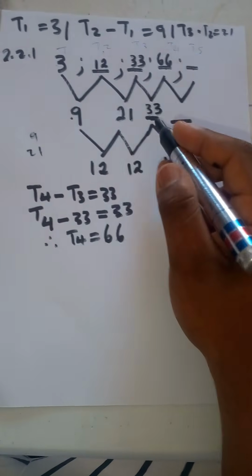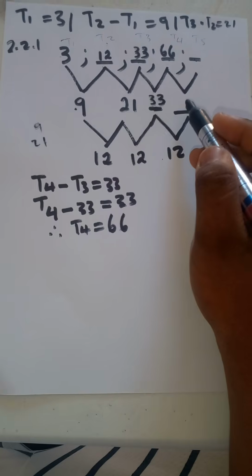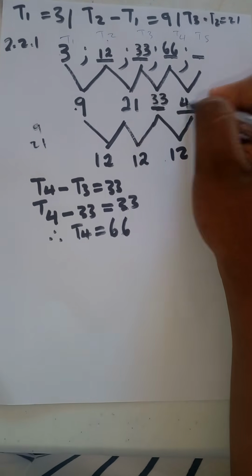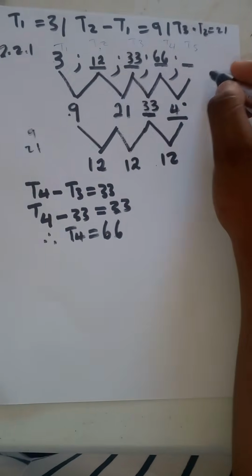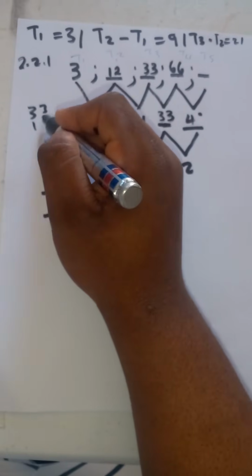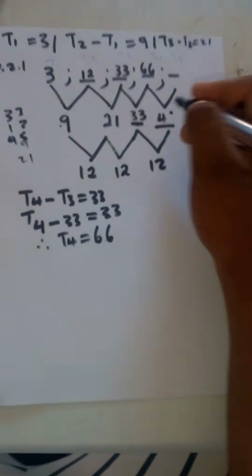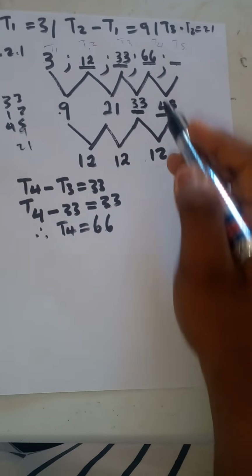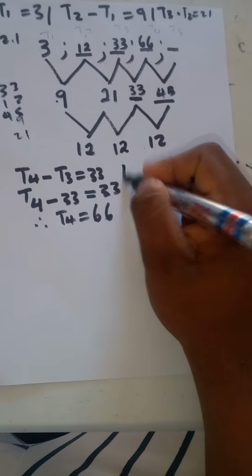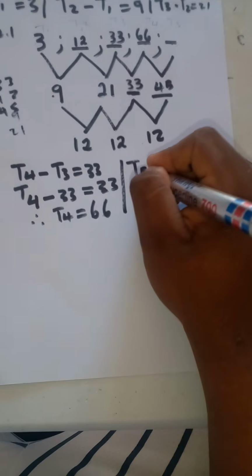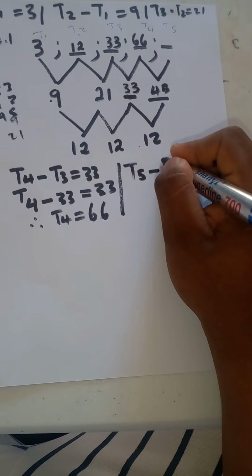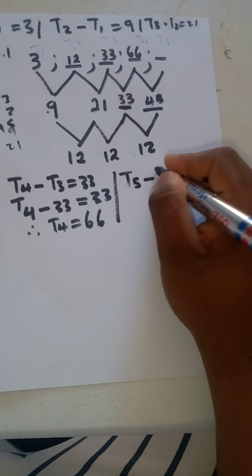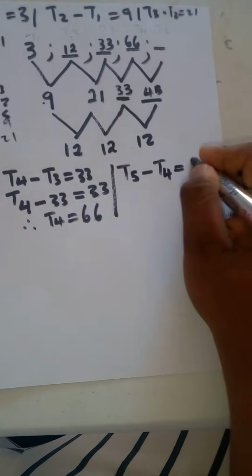And then when you continue here, we are going to do the same thing. What is 33 plus 12? 33 plus 12 is 45. Let's check: 33, 12, 45. Yeah, it is 45. Now we can do the very same procedure. They told us that we must show that T5 is equal to 111, and T4 is equal to 66.